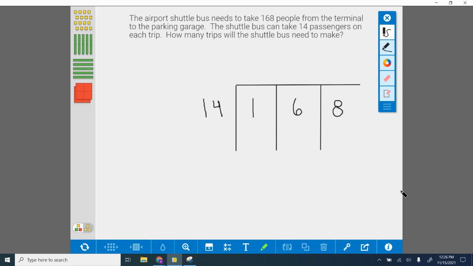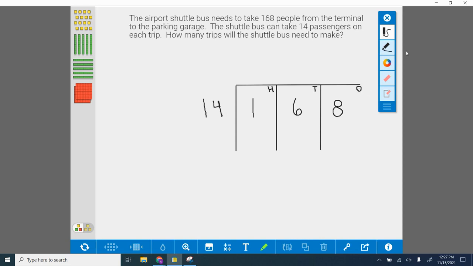So I've gone ahead and set up my explicit trade notation here. I'm going to add a little something. I'm going to add an H here for my hundreds place, a T for the tens place, and an O for the ones place.